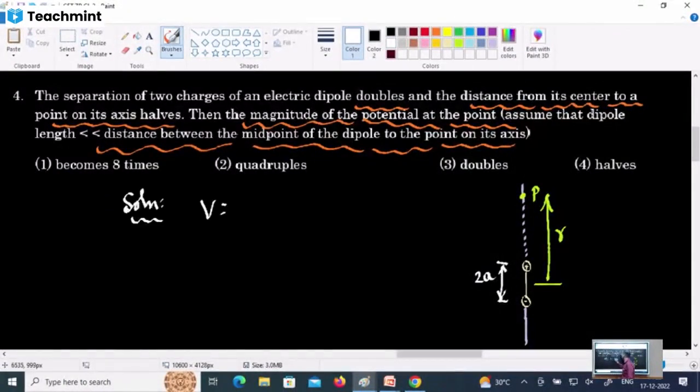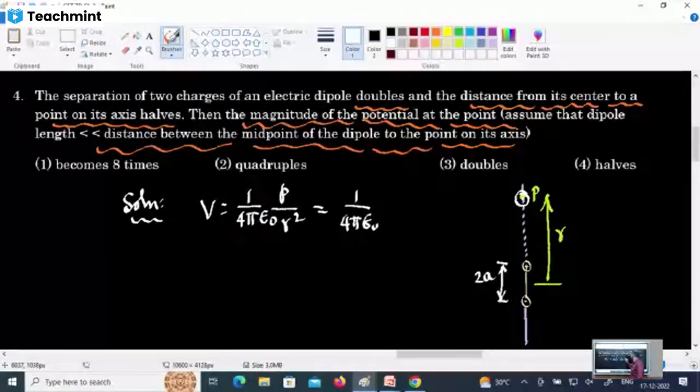Electric potential due to a dipole is 1 divided by 4 pi epsilon naught, P cos theta. But at any point on the axis, the expression for the potential is 1 by 4 pi epsilon naught, P divided by r square. But P is equal to 2aq. So 1 divided by 4 pi epsilon naught, 2aq divided by r square.